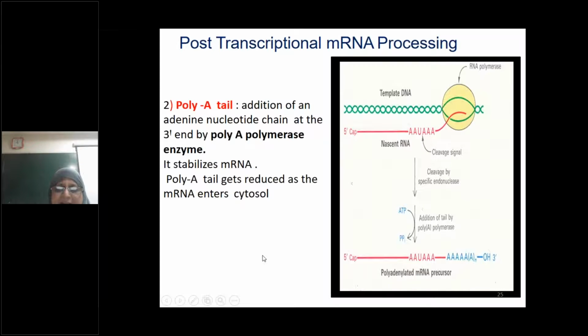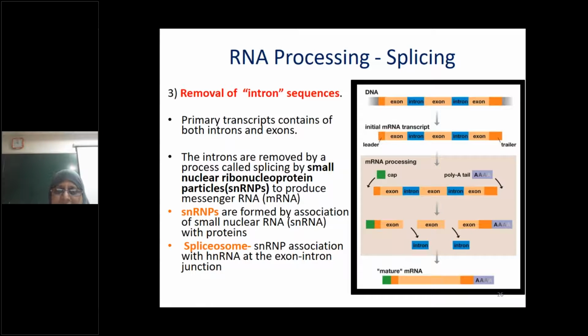Then the poly A tail, we said around 50 to 250 adenine nucleotides are added. This addition of nucleotides is by the enzyme poly A polymerase. This enzyme, by hydrolysis of ATP, will add the tail at the 3' end. But this poly A tail will get reduced when the mRNA enters the cytosol. So we have seen what happens at the ends of mRNA.